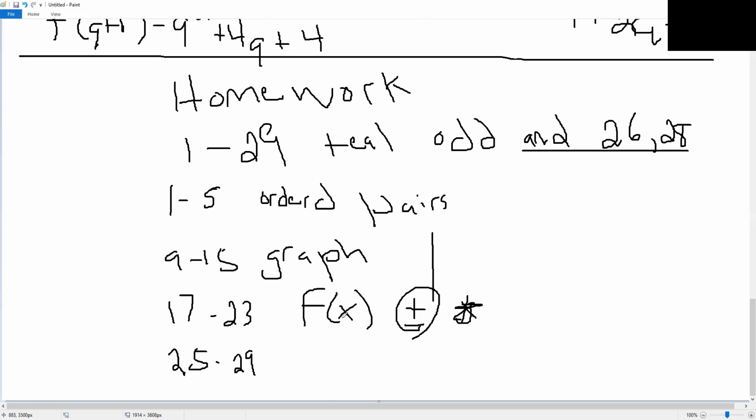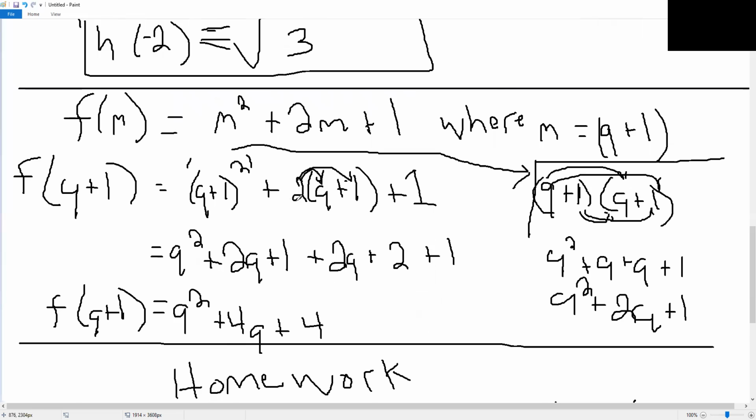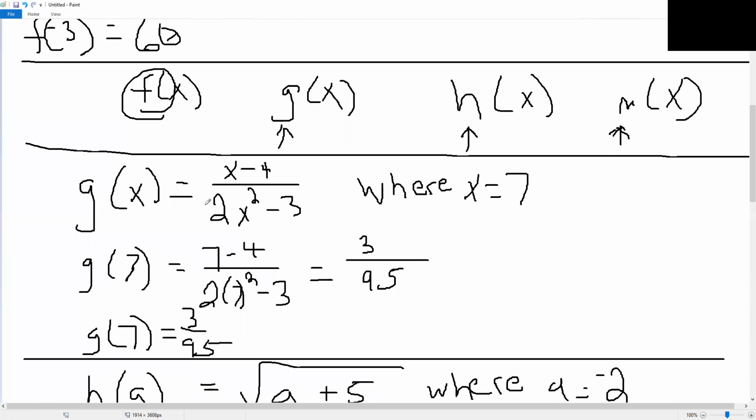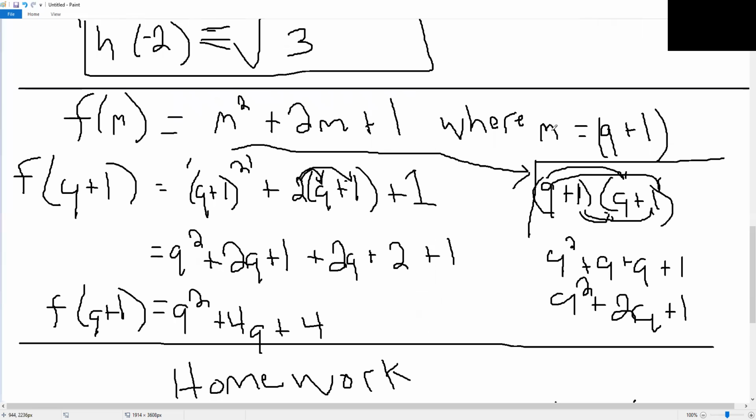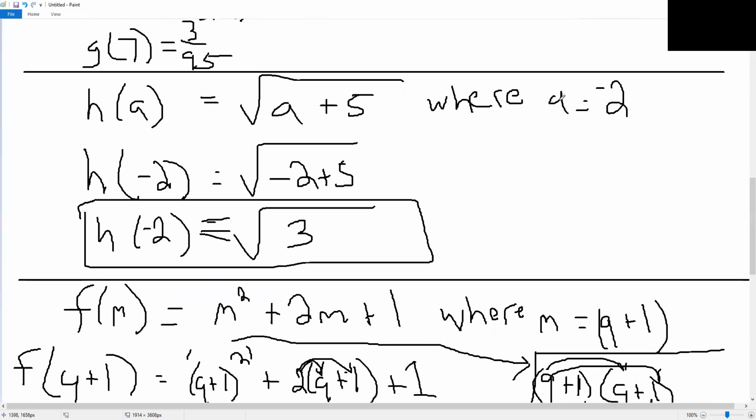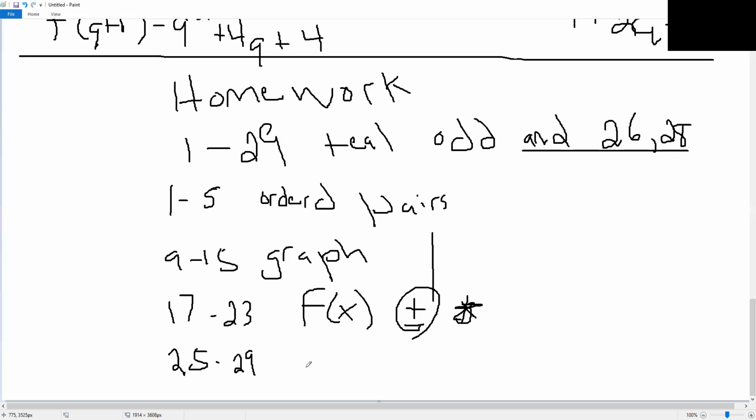You evaluate like we have been doing in this whole section here. Just evaluate. They're going to give you the function. They're going to say where, A or Z or F or X is equal to this, and you just have to evaluate it. Okay. All right. Any questions? Let me know. Thank you.